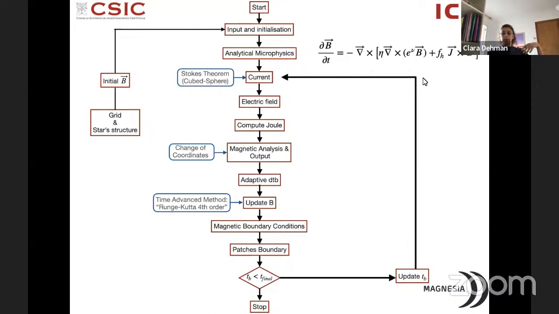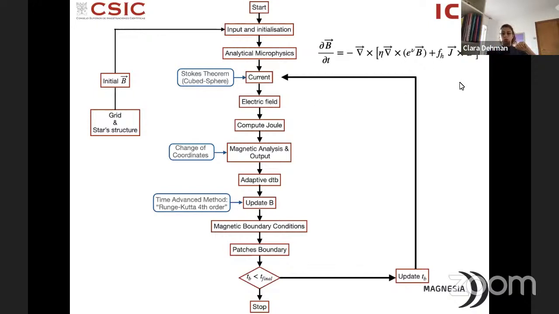Then we need to calculate the electric field. We do calculate the electric field. And then a very important thing to do is to understand how correct our results are. In order to understand that, we need to do some magnetic analysis, which basically means that we study the energy balance in our system. The total energy in our system should be conserved. And we also study the divergence of the magnetic field. So our magnetic field should be divergence free.